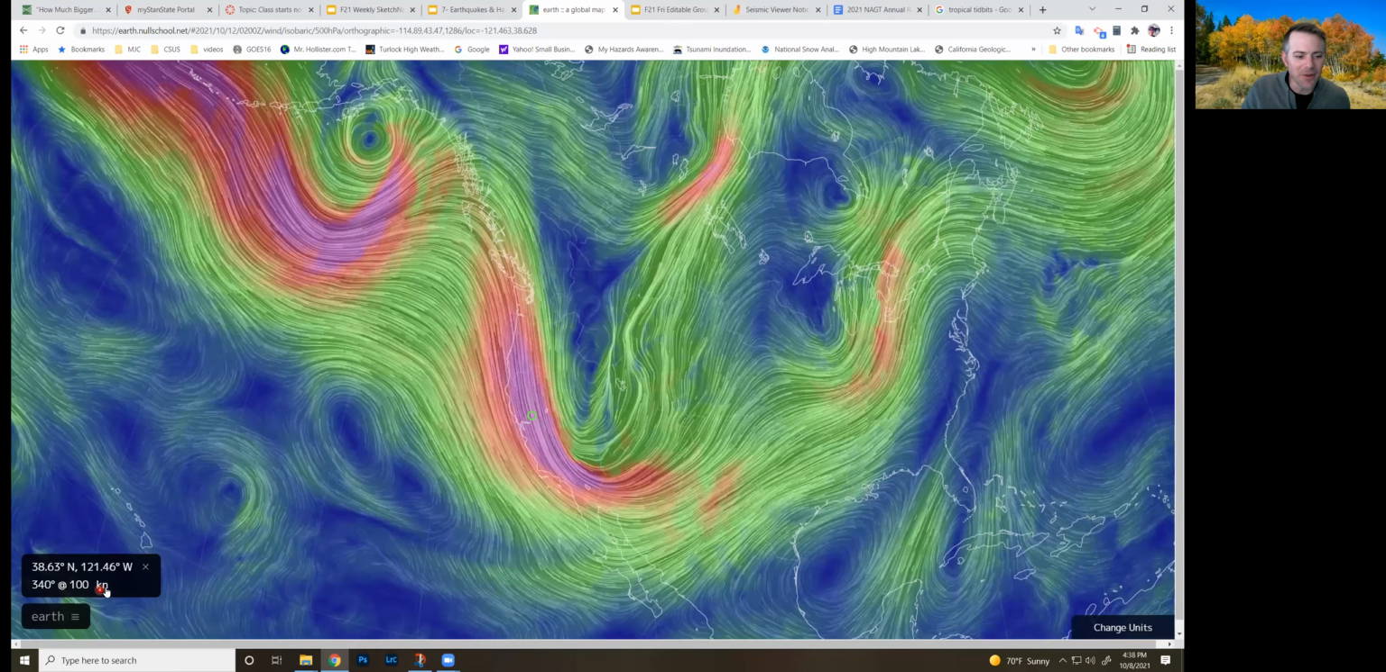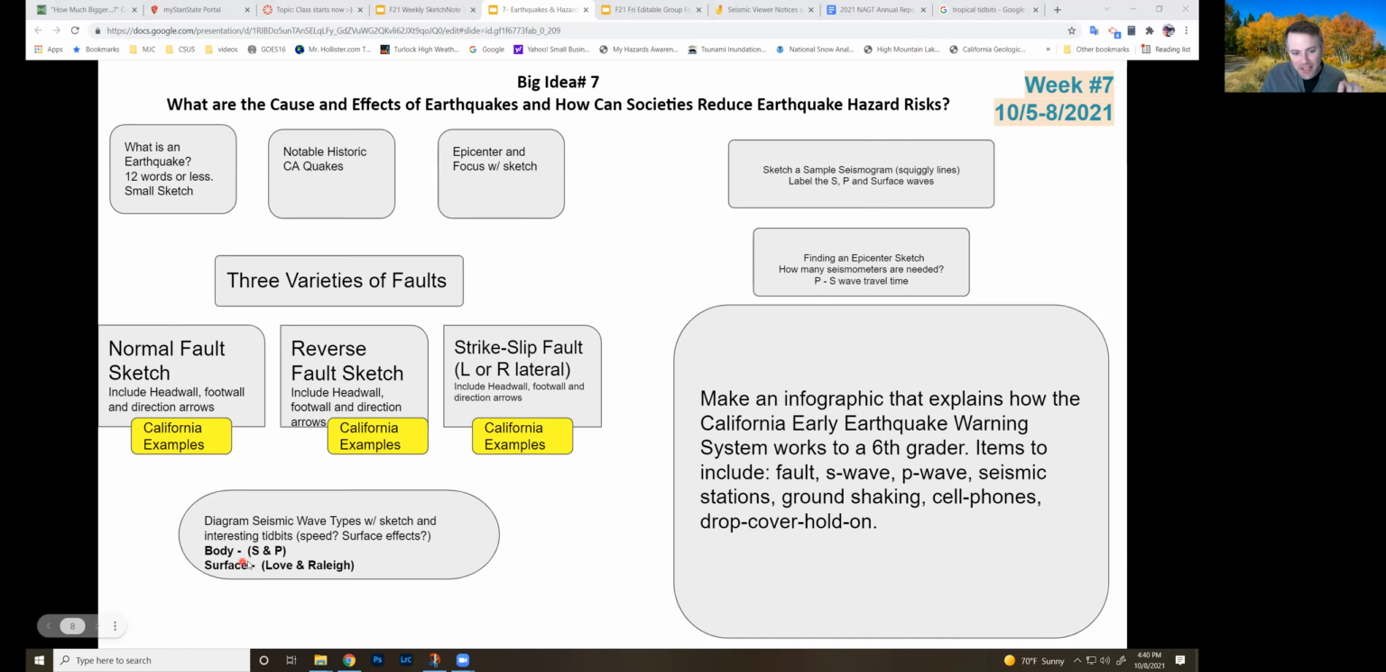So we're going to look at some historical ones. We're going to have to figure out what the difference between an epicenter and a focus is. We're going to look at our 3 different types of faults, and I'll take some time to sketch these out with you so that you guys can see how I draw them and come up with a few different California examples of where we can find these. Then we're going to take a look at seismic waves and the types of seismic waves there are.